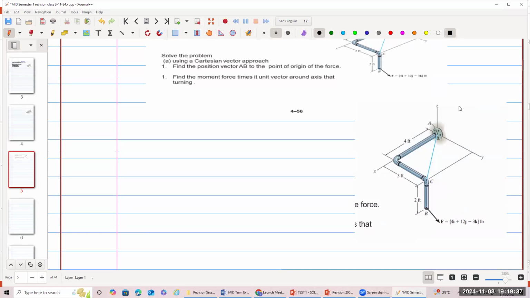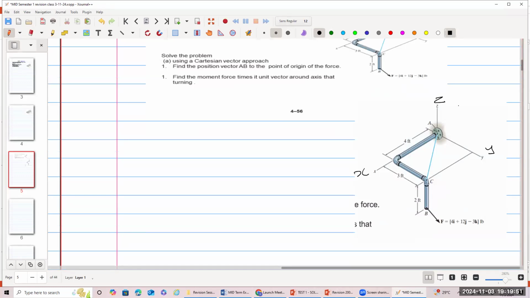We see that is Z. Let's see if you are seeing what I'm seeing here. Everybody seeing the page properly? So this is Z, this is Y, and this is X.